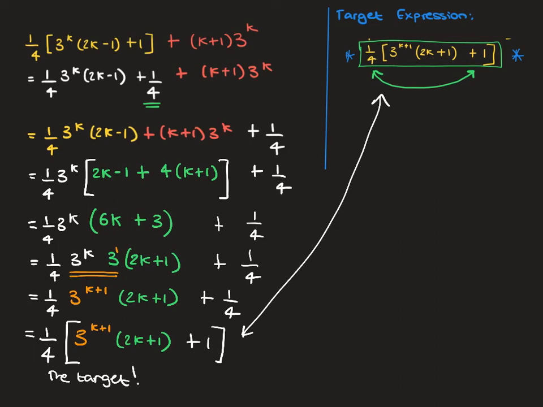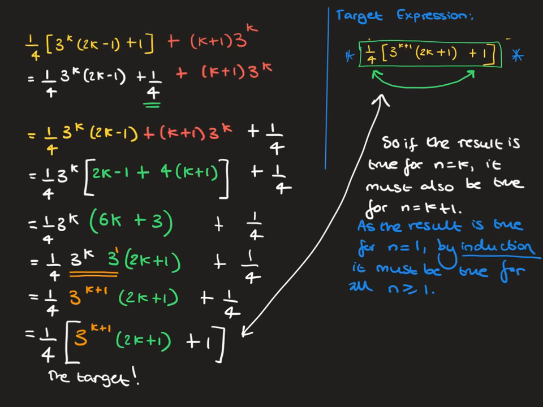So we have proven that the result has now got to be true for n equals k plus 1. Let's write our concluding statement. So if the result is true for n equals k, it must also be true for n equals k plus 1, and as the result is true for n equals 1, by induction, it must be true for all integers n greater than or equal to 1.